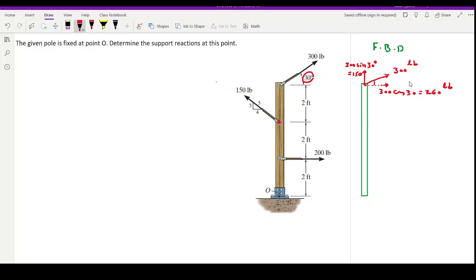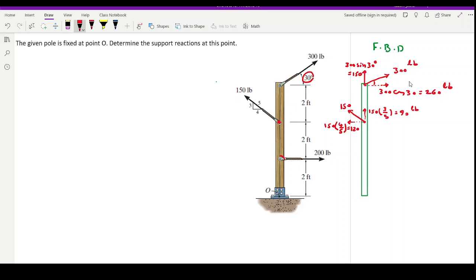Then the second force is acting in here. Again, this is the main force, which is 150. It's going to have an x component, which is 150 times parallel with x is 4 over 5, and that's going to be 120, and it has a y component, which is 150 times parallel with y is 3 divided by 5, and it's equal to 90 pounds.